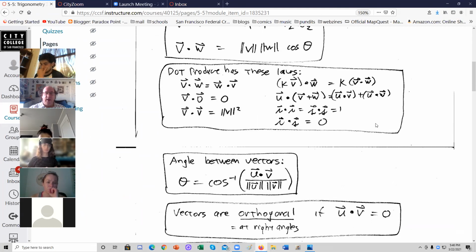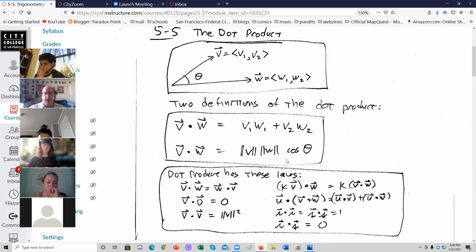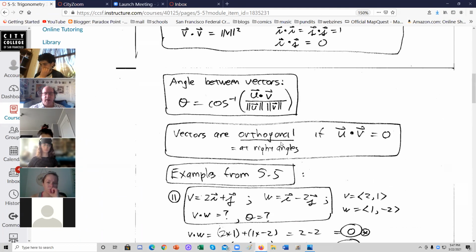In fact, if you go through from here and solve for theta, so you divide by the lengths, length v, length w, and take arc cosine, then the angle between two vectors is the arc cosine of their dot product divided by the product of the lengths. The vectors are at right angles, called orthogonal, if their dot product is 0, because then we take arc cosine of 0, which is 90 degrees.